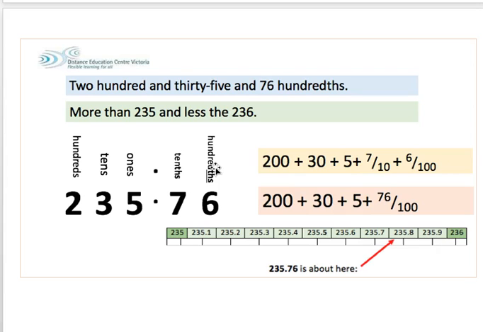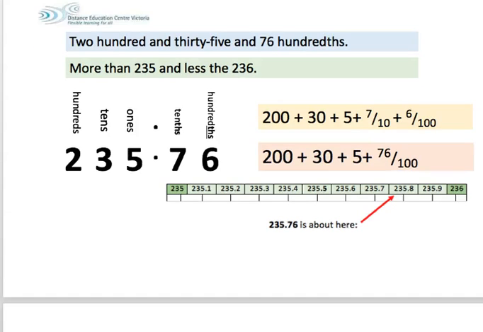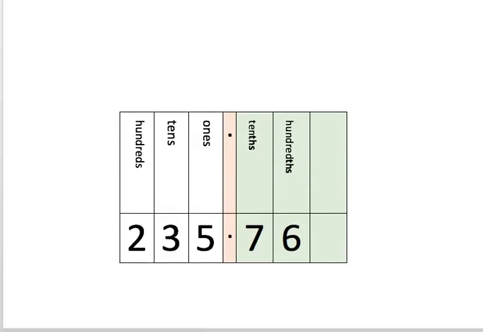Some people would have said 235 point seventy-six. That has to stop now, because 76 is always 7 tens and 6 ones. But 7 tenths and 6 hundredths is very different. You have to say 76 hundredths. If you got those ideas in your discussion, you know a lot about fractions.